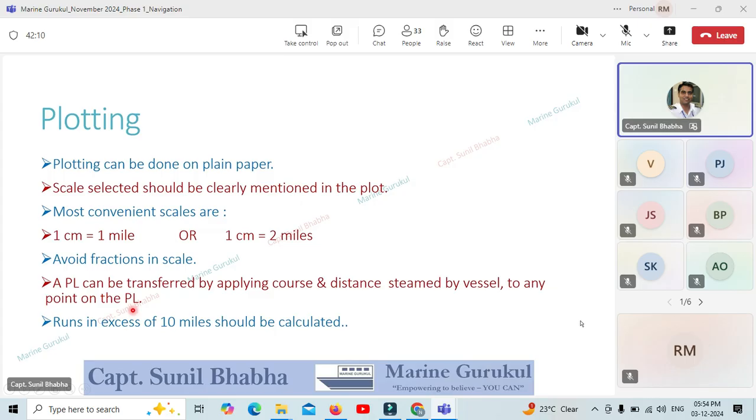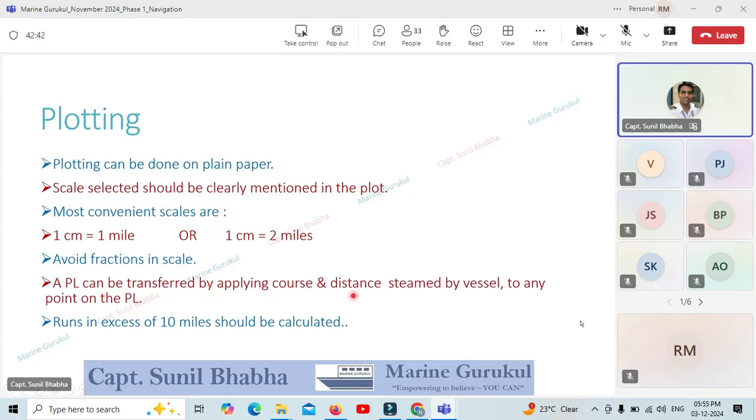Now the second method is using calculation. In calculation, we pick up any point on the initial PL, apply plane and parallel sailing to it, and find out the position arrived at after a certain course and distance has been applied to it. So this is the calculation method. We can calculate the new point, or the new reference position, from where the transferred PL will be passing.